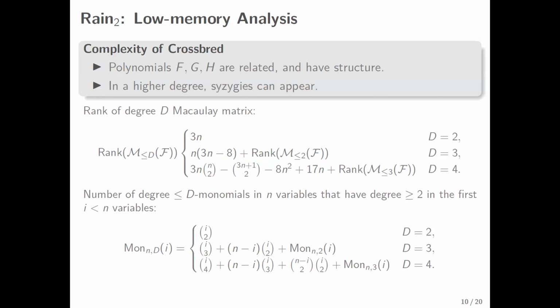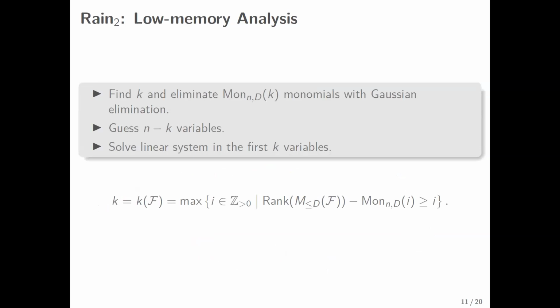And the next parameter that we have to compute is the number of monomials in the first k variables that have degree larger than 2. So if we have this number and we guess the rest of the variables in the system, then we have a linear equation in the first k variables. So of course, first we need to compute this parameter, since we want to eliminate all the monomials of the system that have degree larger than 2 in those variables. And then we want to guess the rest of the variables of the system, which are n minus k. And then we would have a linear system in the first k variables to solve.